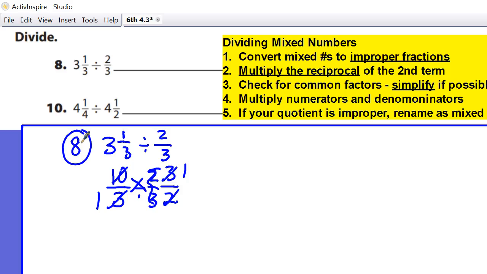10 and 2 share a factor of 2. 2 goes into itself once, and 2 goes into 10 5 times. You end up with 5 times 1 over 1 times 1. And that's the same as 5 wholes. So the best answer to number 8 is just 5.